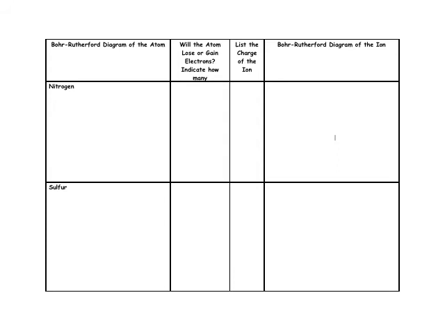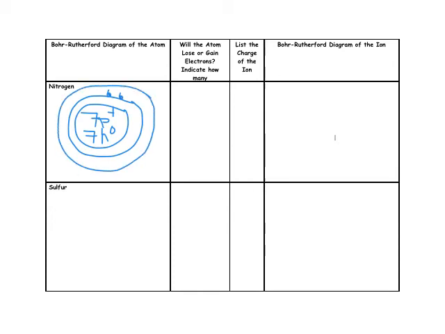So again, we're going to write the number of protons and neutrons in the nucleus. Because nitrogen has 7 electrons in total, we're going to place 2 in the first orbit. And we're going to place the remaining 5 in the second shell. So 1, 2, 3, 4, and 5. Notice that nitrogen is in row 2 and only has 2 orbits for electrons.